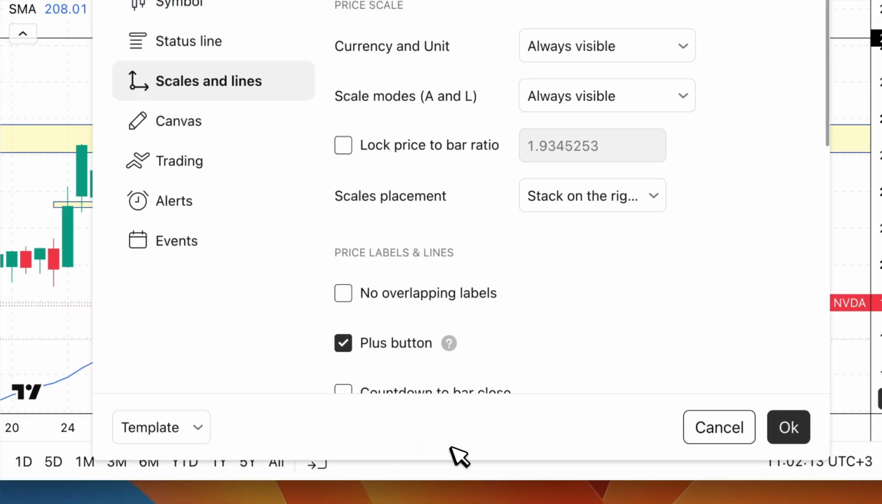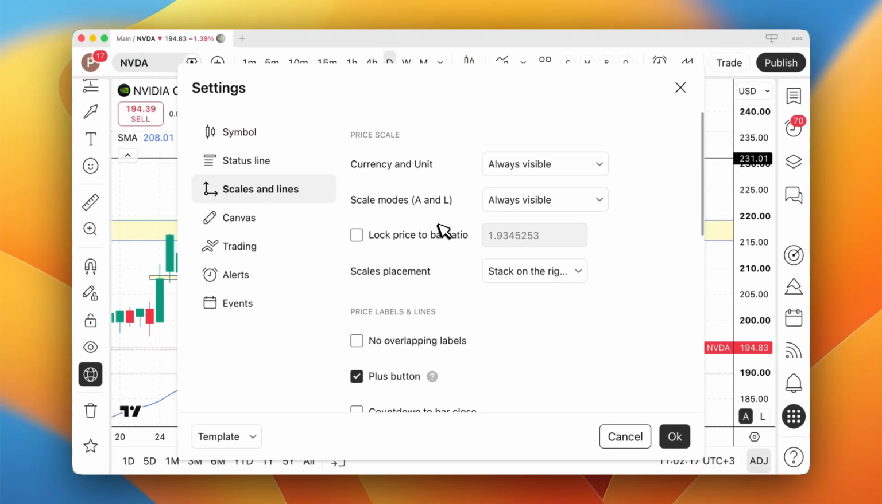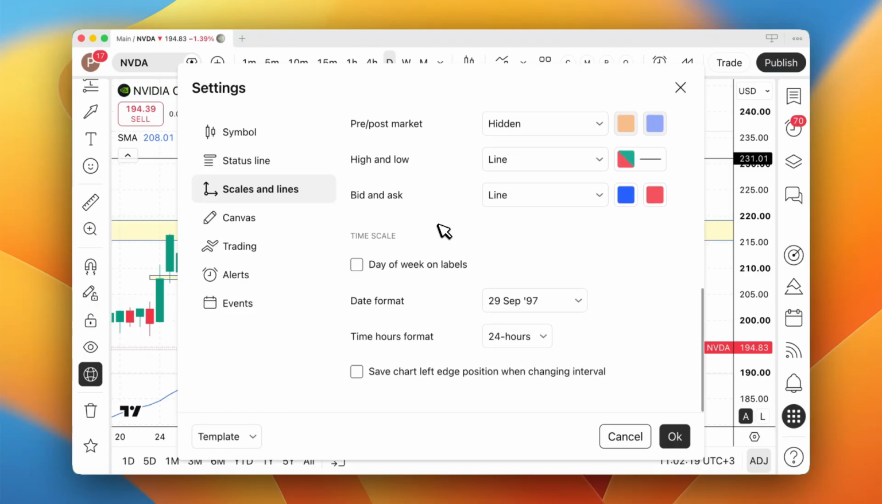I right click on the canvas, go to settings. I find myself in scales and lines and I scroll down. By toggling this choice here, save chart left edge position when changing interval.